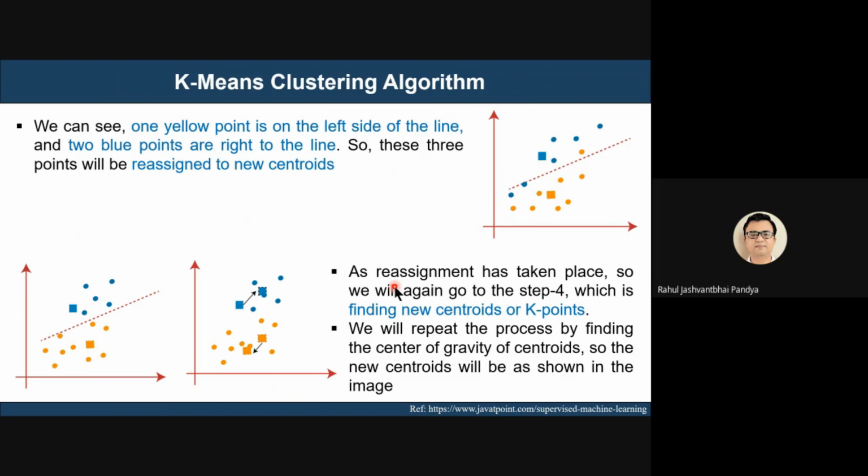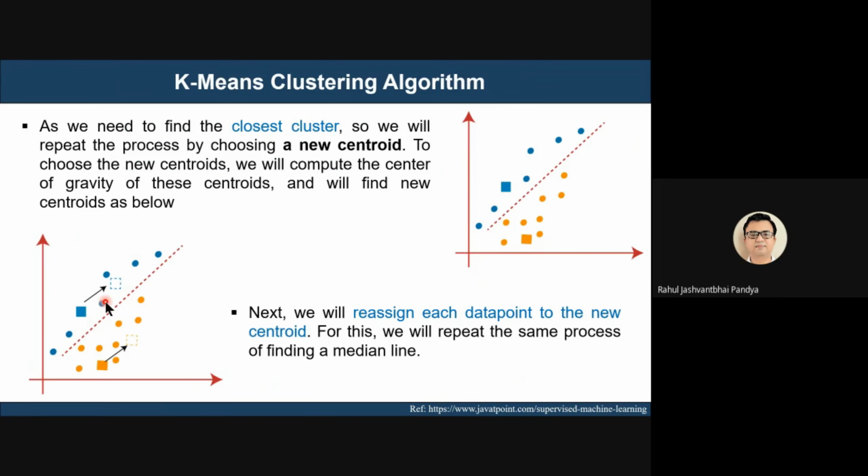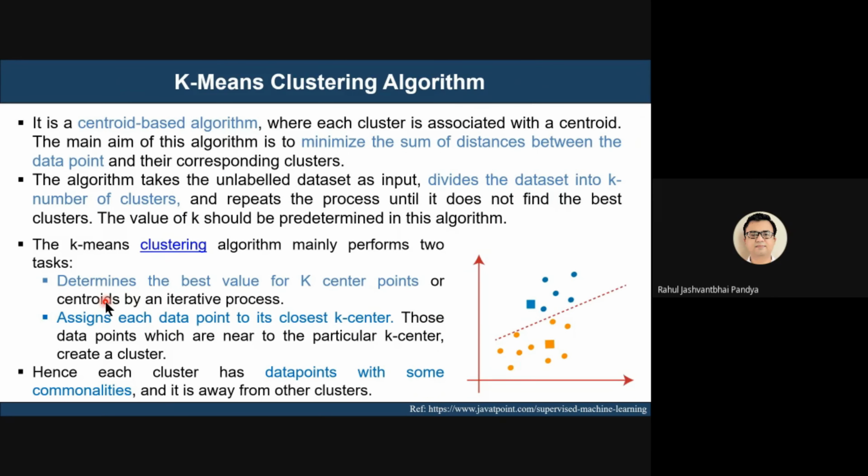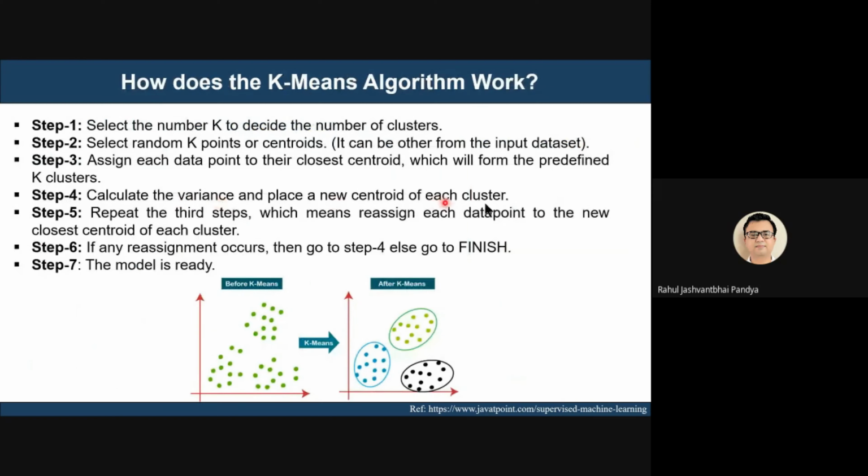As the reassignment has taken place, we will go back to step number 4 and find the new centroids for k points, right? Now again I will see this centroid is at a distance. This centroid is at a distance. So I'm going to go to step number 4, what we have just discussed. Step number 4 was: calculate the variance and place a new centroid of each cluster.